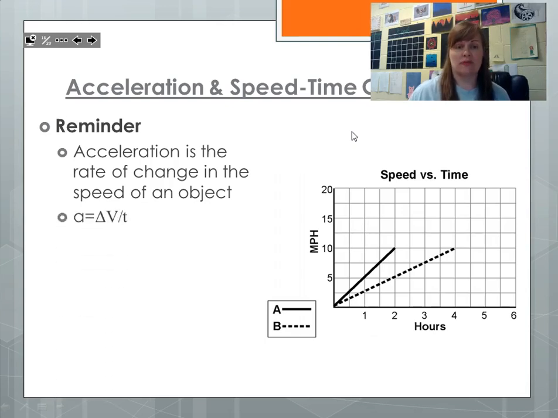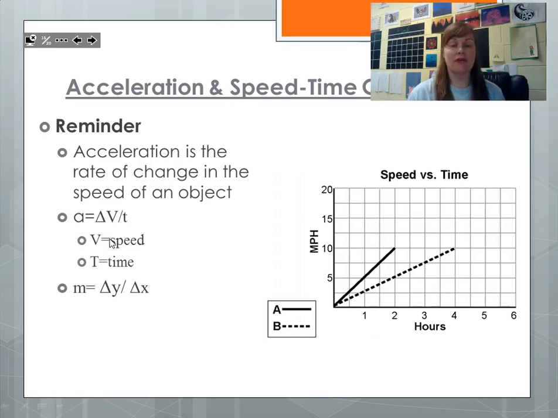So acceleration's equation is A equals the change of v, and that should be a little v. Sometimes my computer likes to capitalize things and it drives me crazy. That v stands for speed, t stands for time, a stands for acceleration. So acceleration equals the change in speed all over time. Not the change in time, just the time. And then also remember, v is speed, t is time. We can also look at this using a graph based off of slope, where slope is the change in y over the change in x, where the change in y is y sub 2 minus y sub 1. Change in x is x sub 2 minus x sub 1.